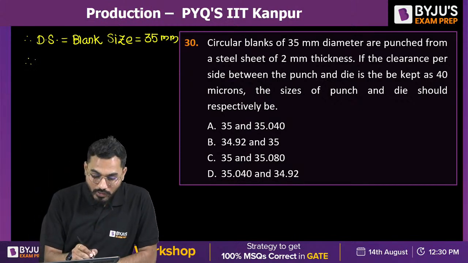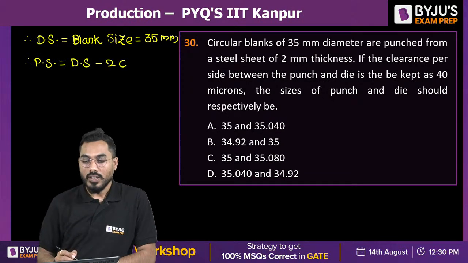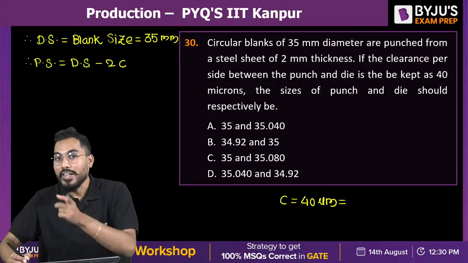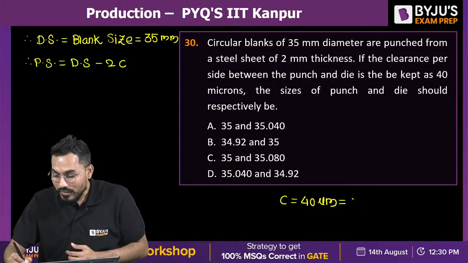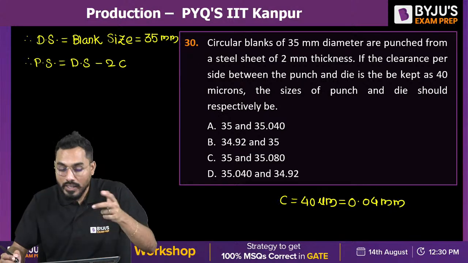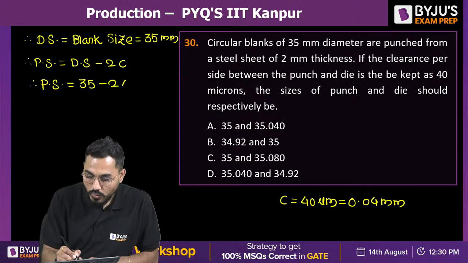And we know that if I want to calculate the punch size, it is exactly equal to die size minus twice the clearance. And the clearance value is given, that is 40 micrometer. If you convert into millimeter, 40 into 10 to the power of minus 3, that is 0.04 millimeter. Okay, fine. So punch size is exactly die size, 35 minus 2 into 0.04. What is the answer? Punch size how much?